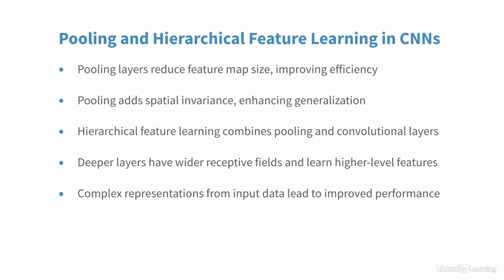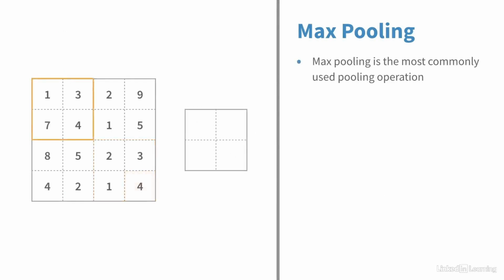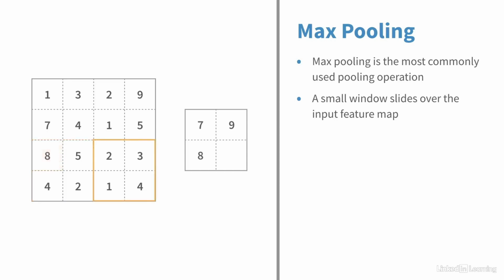Now let's talk about common types of pooling layers that you are going to encounter. Max pooling is the most commonly used pooling operation. In max pooling, a small window, either a 2x2 or 3x3 window, slides over the input feature map. The maximum value within that window is selected for the output.